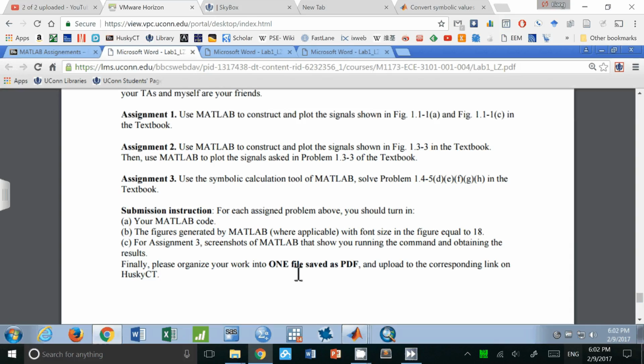Keep in mind, I want you to combine everything into one PDF file. Don't give us 3 or 4 separate files. It will be very difficult for the TA and the grader. They should be uploaded to the corresponding link on Husky City. The lab assignment is posted on Husky City as an assignment, and you should be able to turn in and upload your work online. If you run into any issue, try to find your TA or myself. We're all happy to help you, and feel free to use the help files online. They're everywhere and you can easily access them.